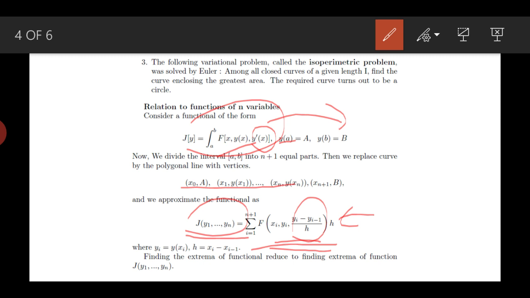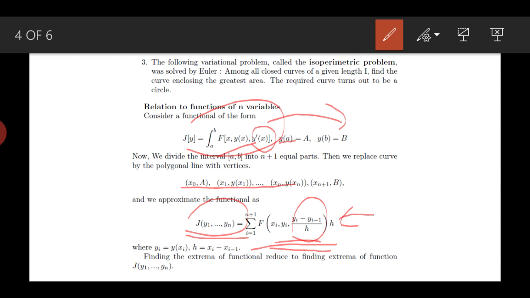Now finding the extrema of a functional is reduced to finding the extrema of a function J of y1 comma y2 and so on up to yn. Each polygon line is uniquely determined by the ordinates y1 comma y2 and so on yn of its vertices, and the sum given by the summation formula you can see on the screen is therefore a function of n variables. Thus, approximately, we can regard the variational problem as a problem of finding the extrema of this function.